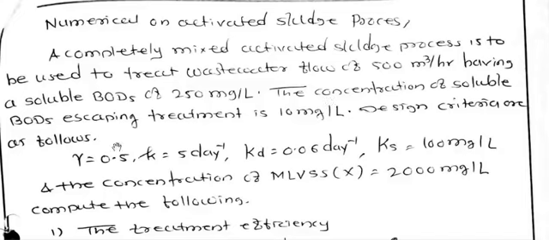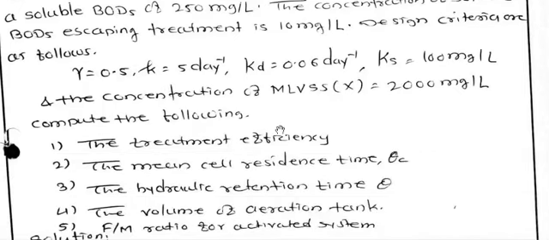Design criteria are as follows. The yield coefficient is given as 0.5, the value of K is given as 5, the value of endogenous decay is given as 0.06, the value of Ks is given as 100 milligram per liter, and the concentration of the MLVSS, that is X, is 2000 milligram per liter. Now you have to design the activated sludge process, and they ask to compute the following things.